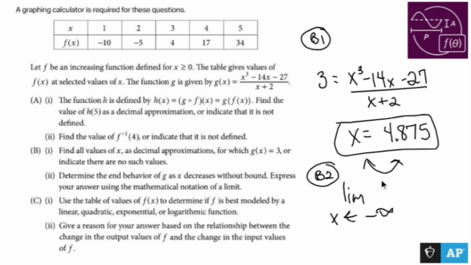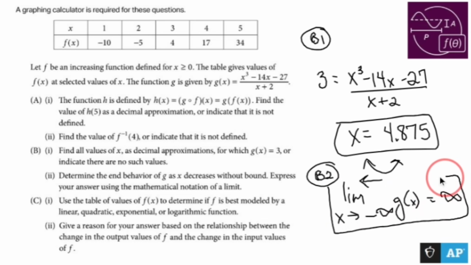What does my picture look like as I move to the left? As I move to the left, my limit as x approaches negative infinity of g of x is going to be positive infinity. Now make sure you write this out in limit notation because that's what they want.